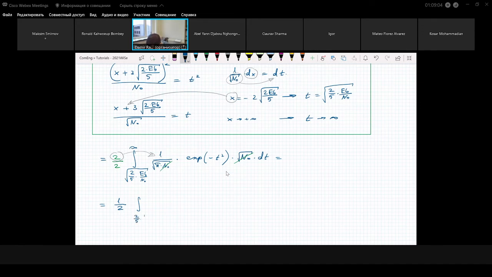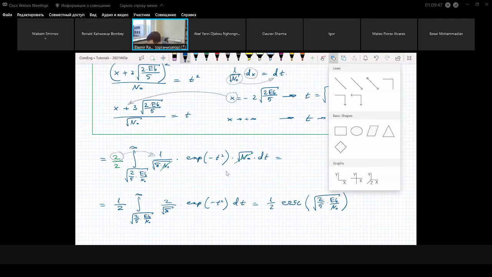2 over 5 EB over N0 plus infinity, 2 divided by square root of pi, times exponential of minus t squared, dt. Now this is the definition of, as I said, the complementary error function. As a result, instead of the whole integral, we can say that it equals 1 over 2 complementary error function of the square root of 2 over 5 times EB over N0. So this is what we actually get in the end.